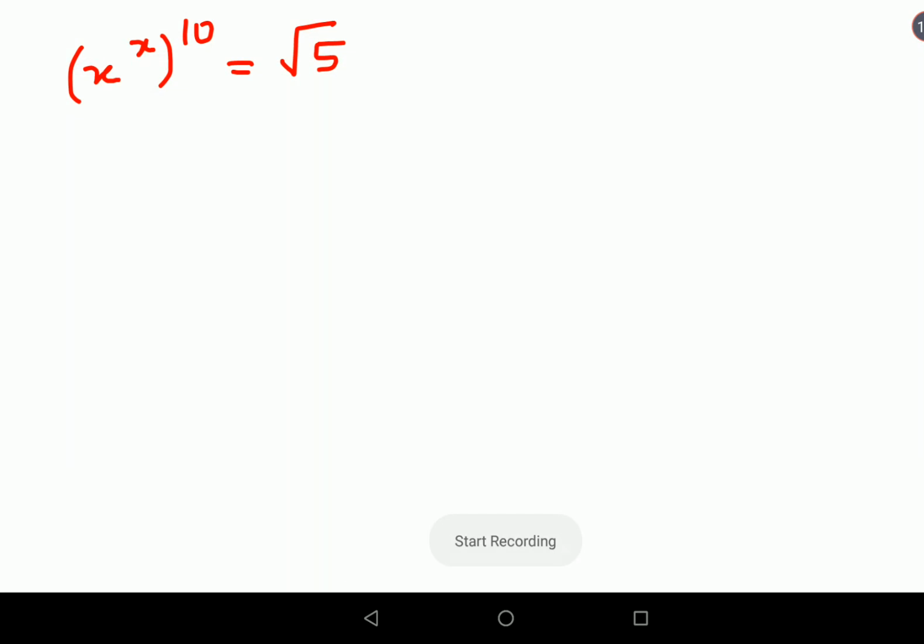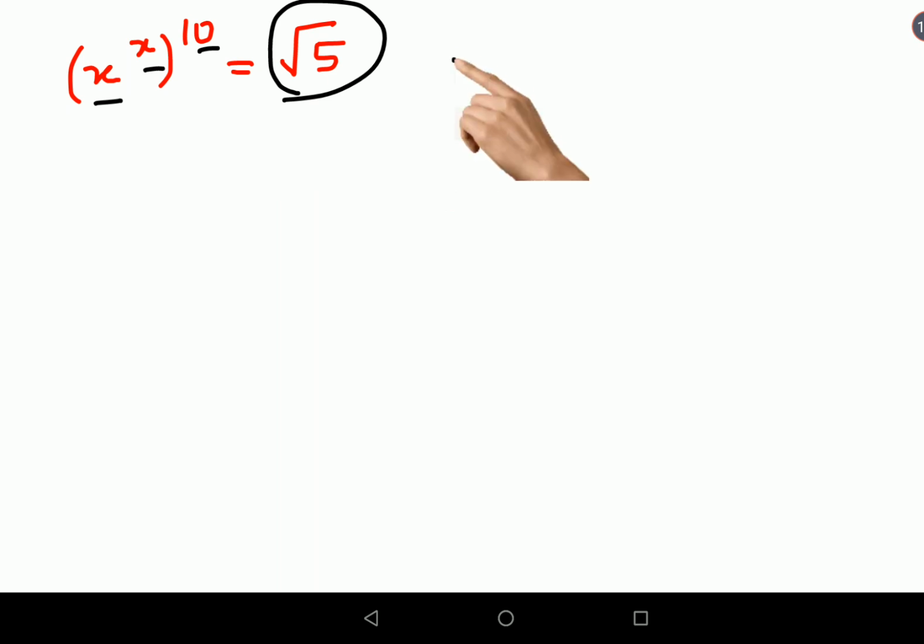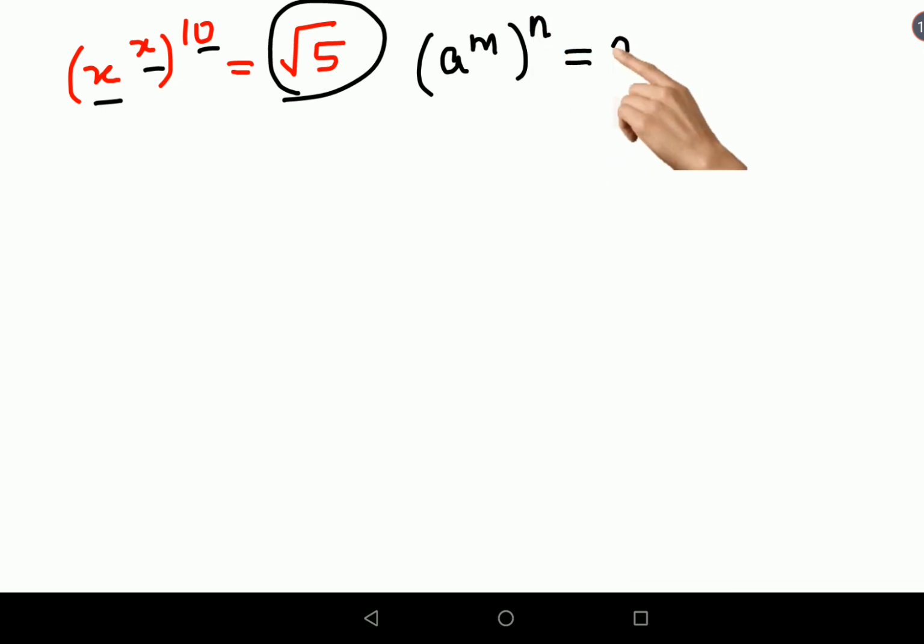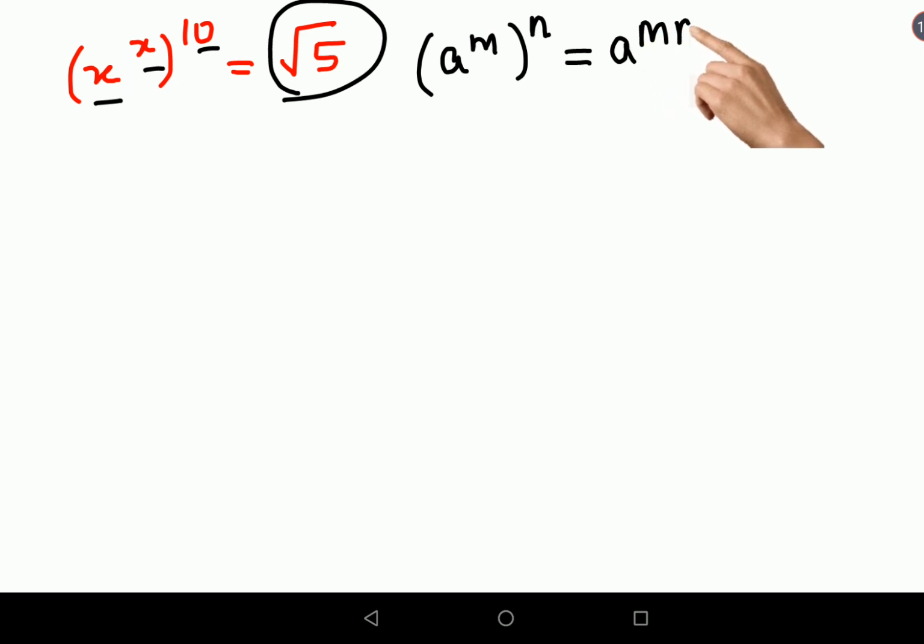Welcome everyone. So today we are going to understand how to solve these kind of questions. So here we have x raised to 10, and that is equal to root of 5. Now understand one very important thing you need to remember before beginning with any of these kind of sums: (a raised to m) the whole raised to n is actually nothing but a raised to m into n.